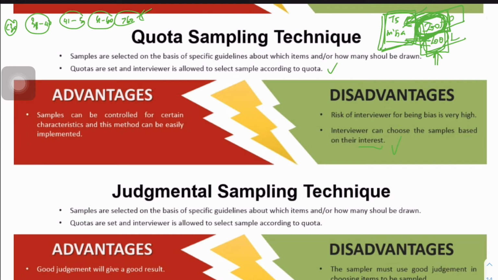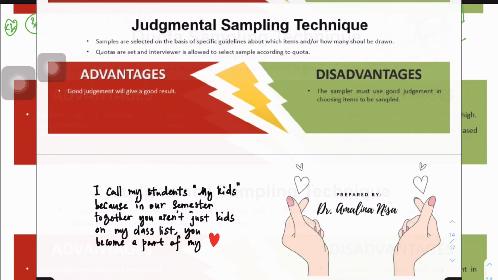So there will be bias, and it cannot represent the whole population. It cannot tell us, or cannot answer our aim and the objective of the study. So that one is the disadvantages of quota sampling technique.